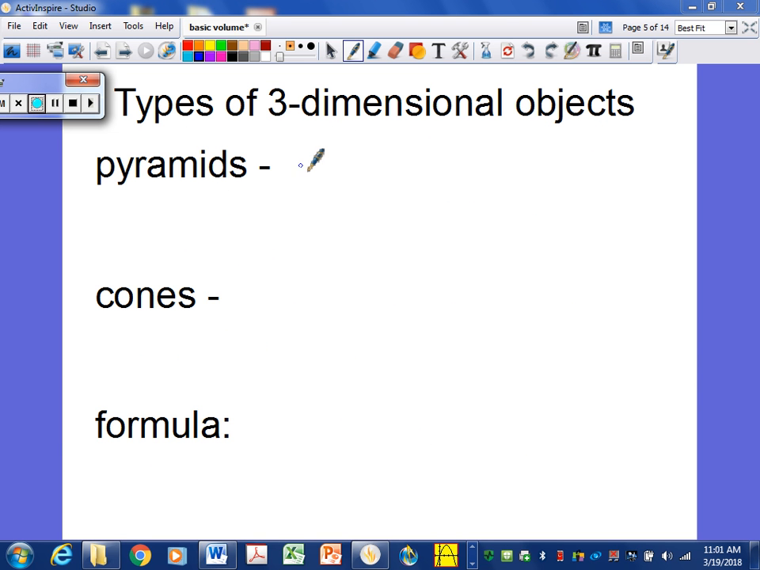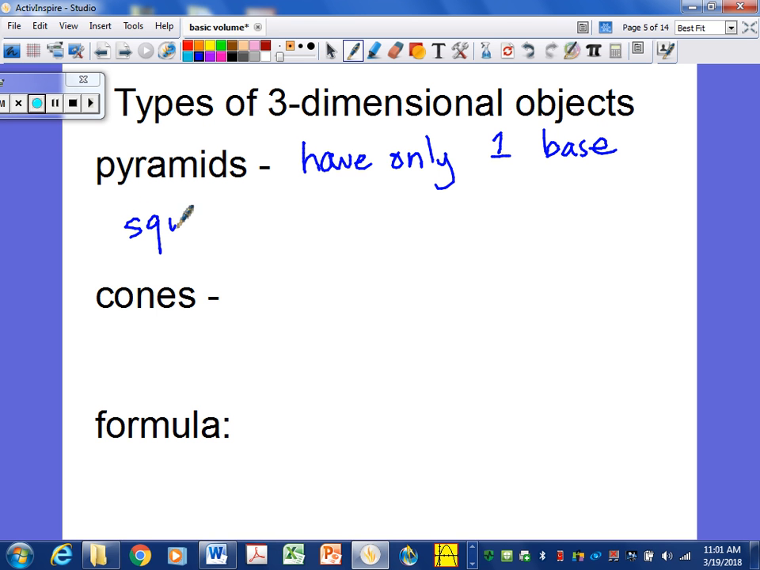Okay, so there are a couple other types of three-dimensional objects, pyramids and cones. These ones have only one base. So a pyramid is anything that is a polygon. So it can be a square pyramid, it can be a rectangular pyramid, it can be a triangular pyramid. These are also named for their bases.